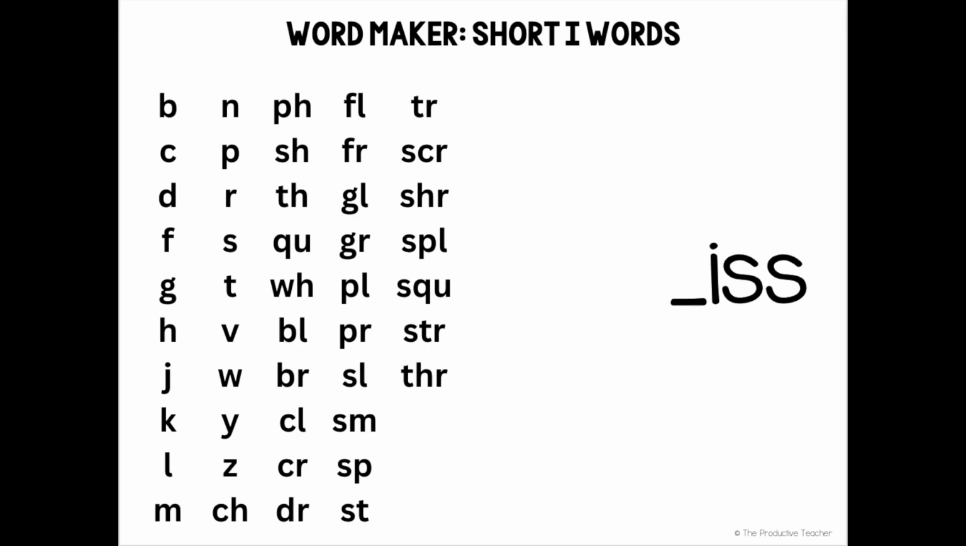Today we're going to play the word maker game with the is word family. One-syllable words can have an onset, that's any letter or letters that come before the vowel in the word, and a rime, that's the vowel and any letters that come after it. All of the words in a word family have the same rime, but they can have different onsets. We're going to combine these onsets and the rime to try to make words.